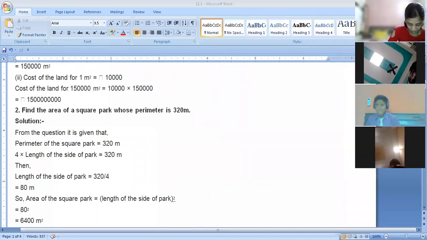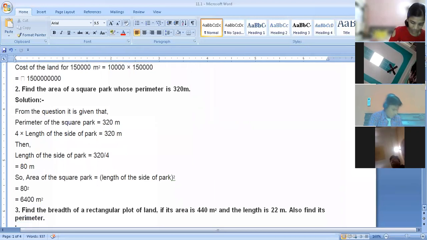Sharma, read the next question. Okay, ma'am. Find the breadth of a rectangular plot of land if its area is 440 meters square and the length is 22 meter. Also find its perimeter.